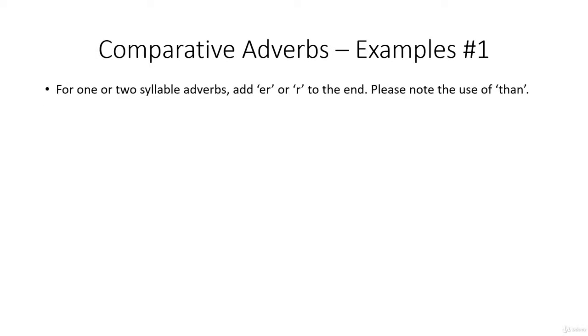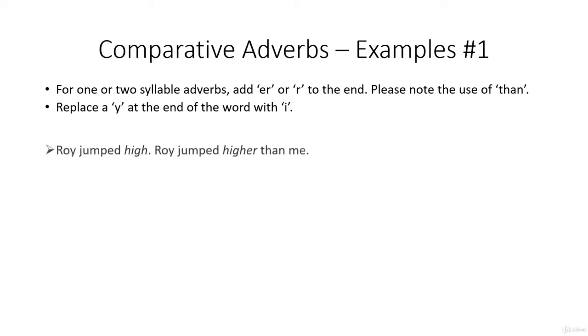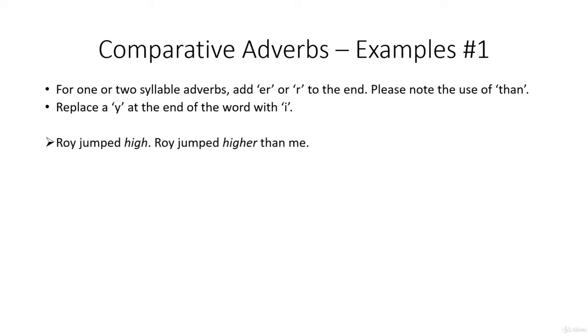For short adverbs with only one or two syllables, we add er or r to the end of the word. And please note the use of than when comparing adverbs. And if the word ends in a y, we usually replace that y with an i before adding er. So Roy jumped high. Roy jumped higher than me.